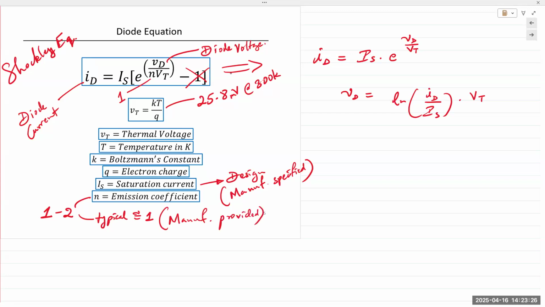IS and N. Typically, if it's not provided, we simply assume 1. Even if it is higher than 1, it would be like 1.1 or 1.2. So unless you're designing a circuit for a mission critical application where you absolutely need all the values, other than that, you can safely assume it to be 1. Okay, so that's the equation.